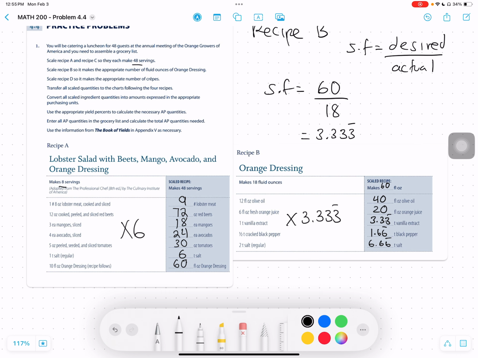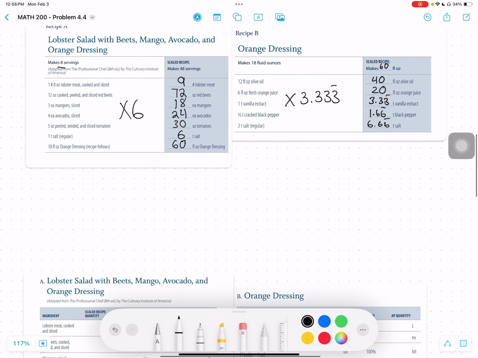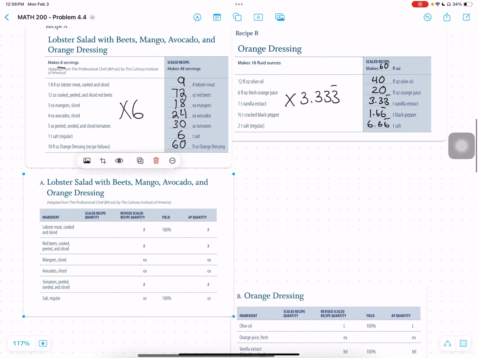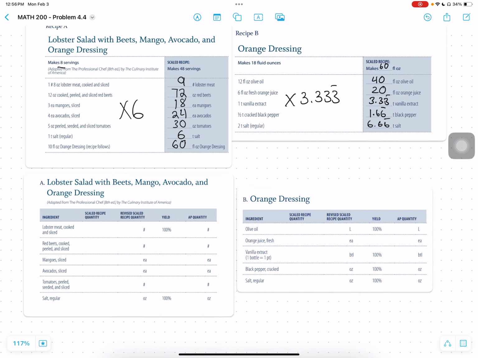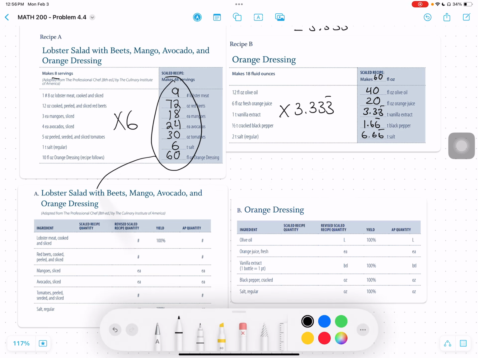Okay, this will be calculating the scaling factors. Let's go into doing the proper conversions for my recipe. So that's going to be the next page in the problem. I have one for lobster salad and I have one for orange dressing and also for recipe C and D. What I'm going to do is take the scale recipe quantities and plug them into this column over here.